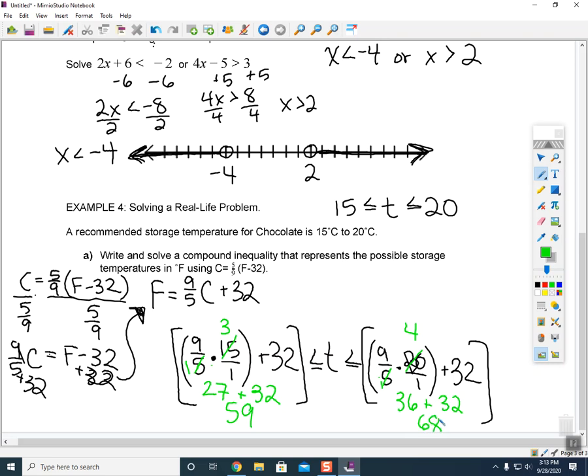So, if I'm going to rewrite this inequality, which I should do because this is all messy, it'll look like this. 59 is less than or equal to T, it's less than or equal to 68. This is my final inequality in terms of Fahrenheit. And I am finished with that. We're not going to graph this one. So that is all for 2.5.